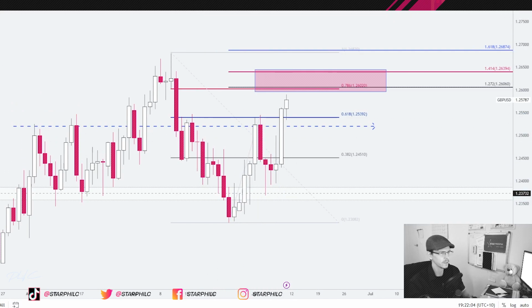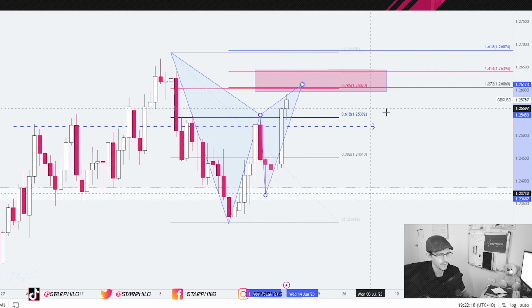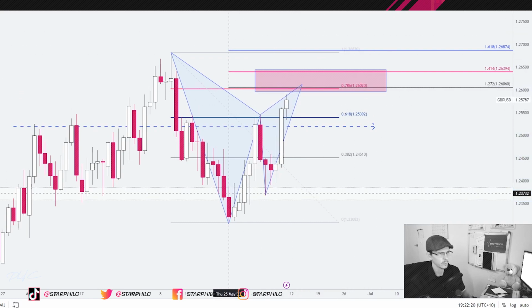So if I grab in our pretty triangle tool and go from X to A to B, B to C, C to D. I'm saying that too fast, right there. This is where D point completion at the 786, 127. This is where I'd want to get involved in.